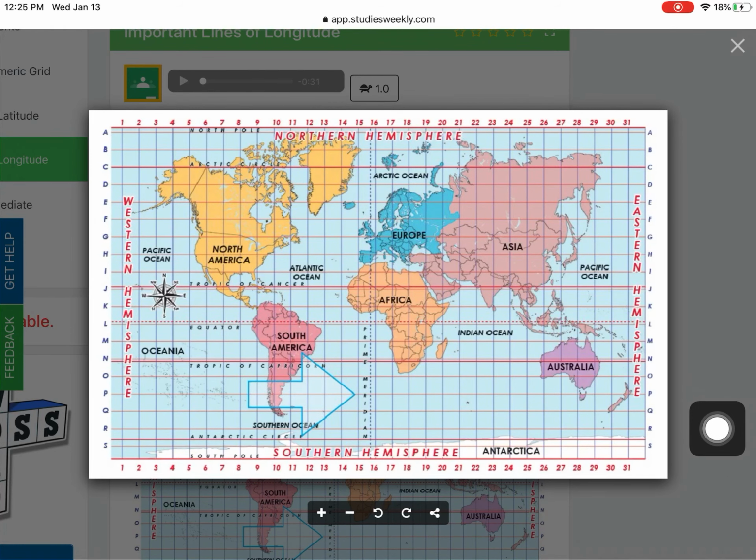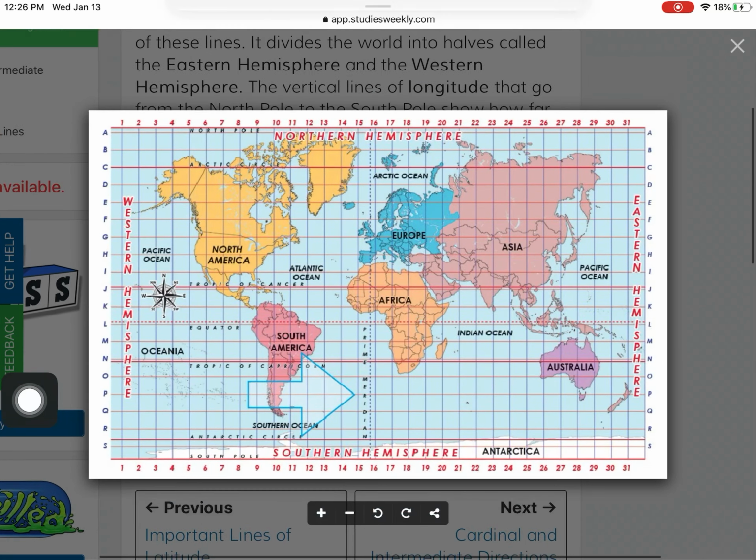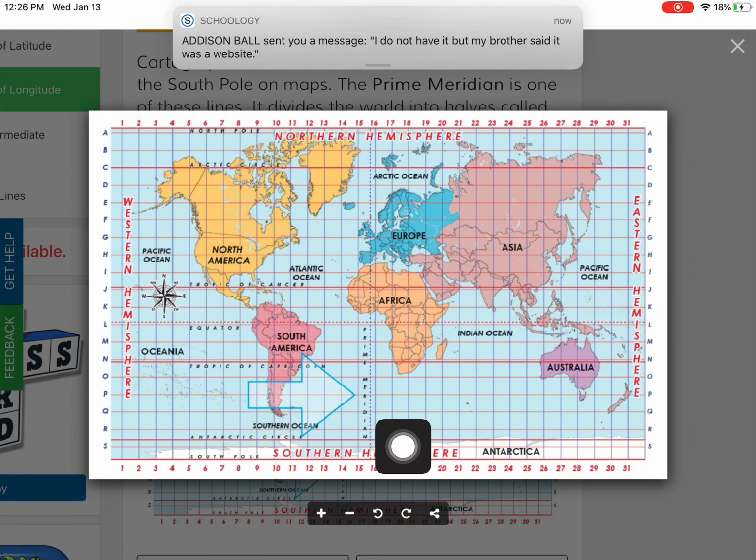So think to yourself, after this map and the other map that we went over, how many hemispheres are there? How many hemispheres can we divide our globe into? If you said 4, that would be the correct answer. We have our northern hemisphere up here and our southern hemisphere down here. Eastern hemisphere to the side and Western Hemisphere on this side.